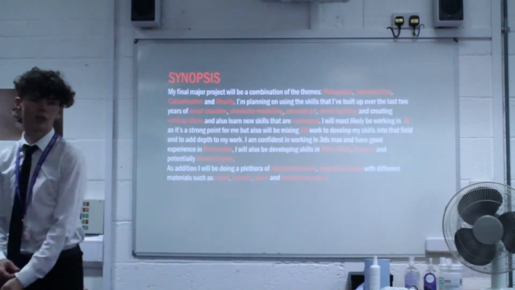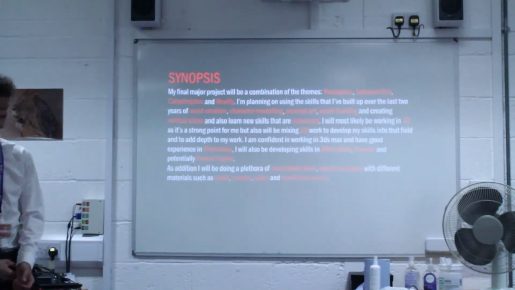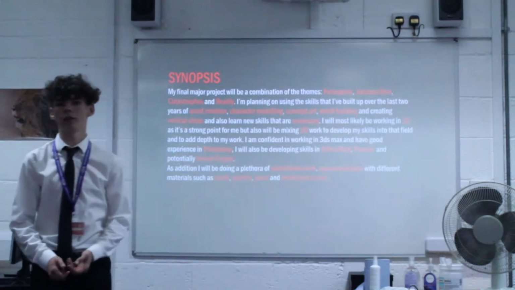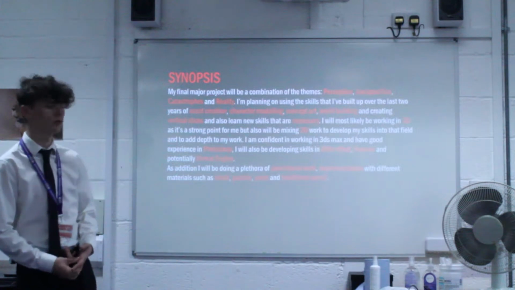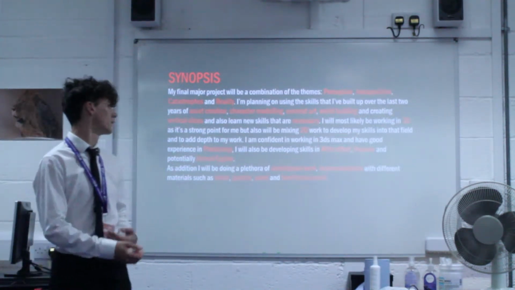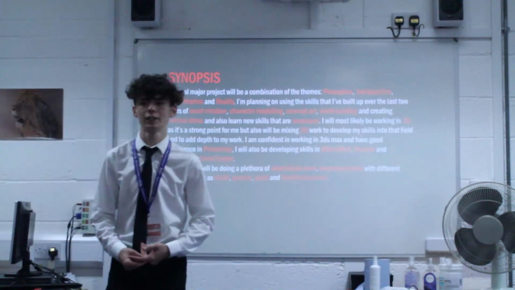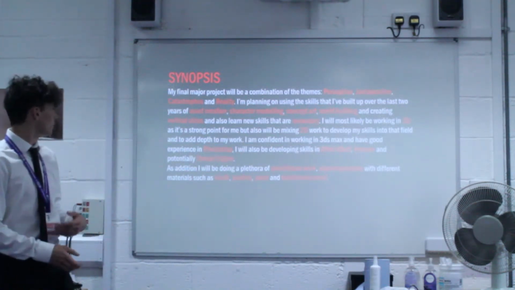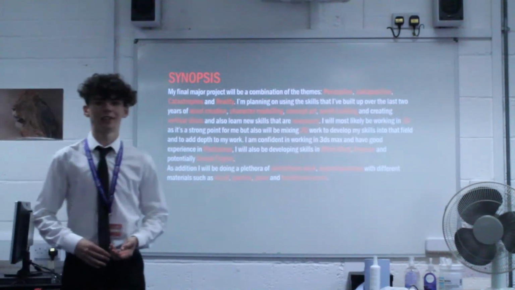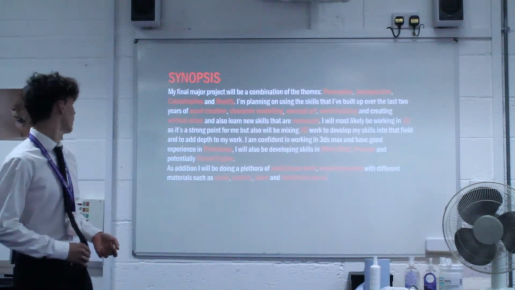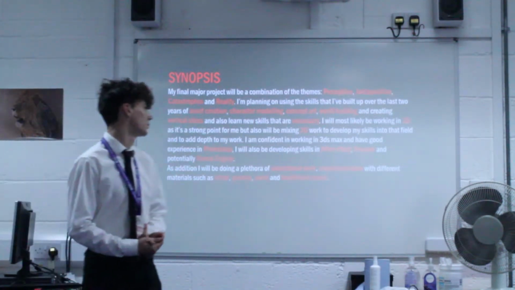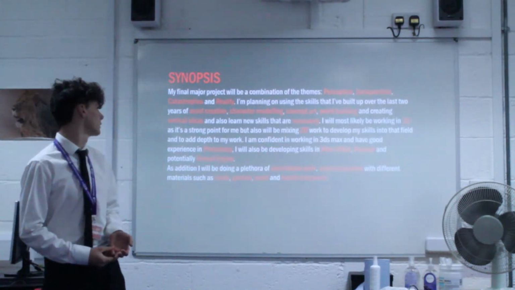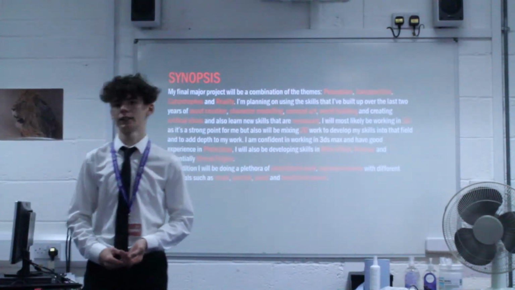So my synopsis. For this final major project, I want to have a combination of a variety of themes instead of just one. I've chosen to research these themes, which are perception, juxtaposition, catastrophes, and reality, and merge them all into one. I'm planning to use all the skills that I've built up over the last 2 years, such as asset creation, character modelling, concept art, world building, vertical slices, and learn other new skills if they're necessary for me.